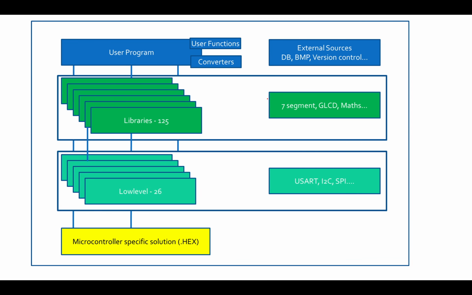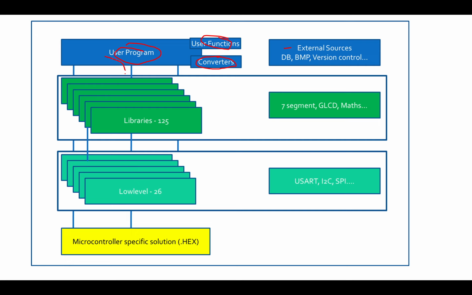But it's worth noting there's a hierarchy, or layers, in the architecture, with your user program at the top that we've been writing. You can write your own functions or subroutines, but there are also other things called converters, and we're going to look at those as well. So we're going to look at functions, subroutines and converters. These things allow you to externalize and pull things into your compilation process.